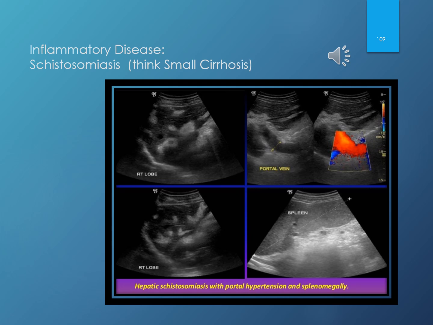In these ultrasound images, you can see that increased echogenicity of the portal vein wall radicals. You can see that dilated portal vein, and you can see that splenomegaly. So again, remember, schistosomiasis, small cirrhosis, schistosomiasis, small cirrhosis. Help you remember that.